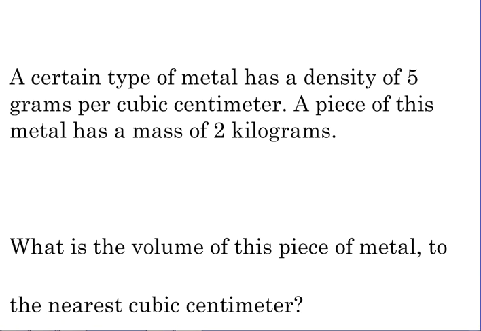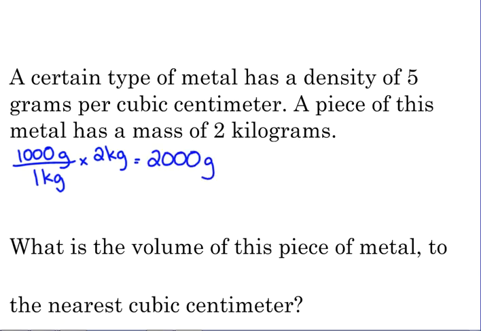All right, so first of all, let's check units. Do our units match? The density is in grams per cubic centimeter. Do the units of our mass match that? It's in kilograms. We've got to convert kilograms to grams. Does anybody know how many grams are in 1 kilogram? 1,000. Okay. 1,000 grams per 1 kilogram. So if we have 2 kilograms, we have 2,000 grams.